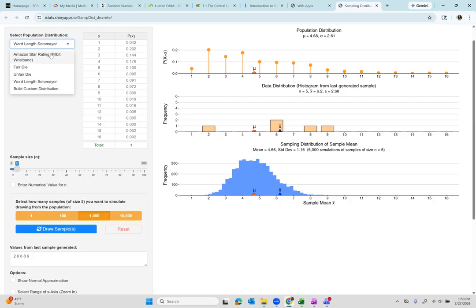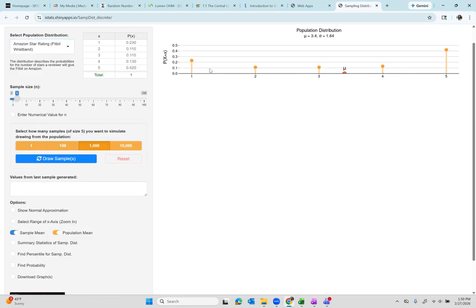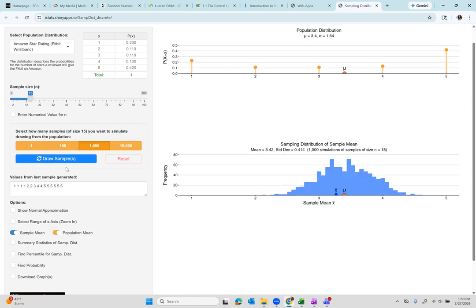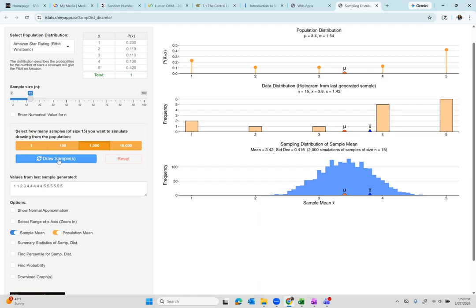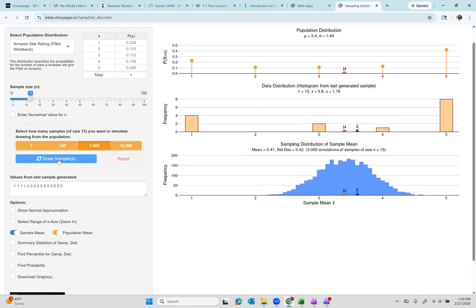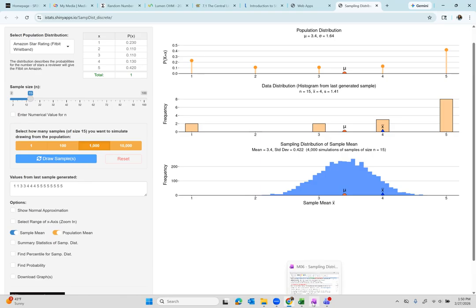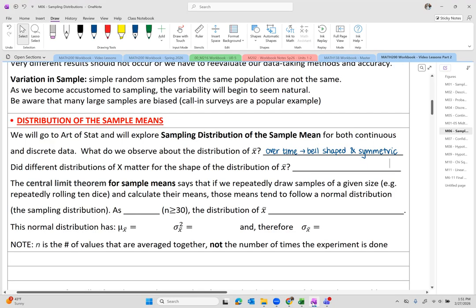When we did the Amazon star ratings, this was a very weird distribution because 5 and 1 are most popular. Again, when we drew samples, let's make them a little larger so that we can go faster. When we did those samples, again, we are getting a bell-shaped distribution. So the distribution of the population of the variable x does not matter.